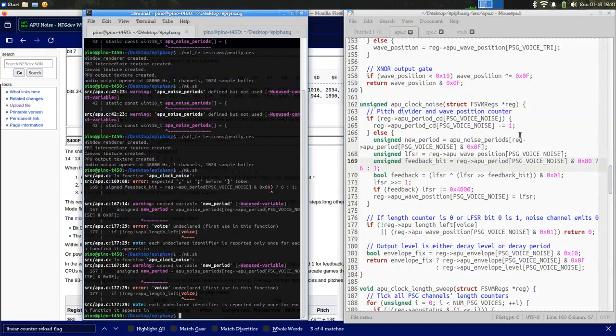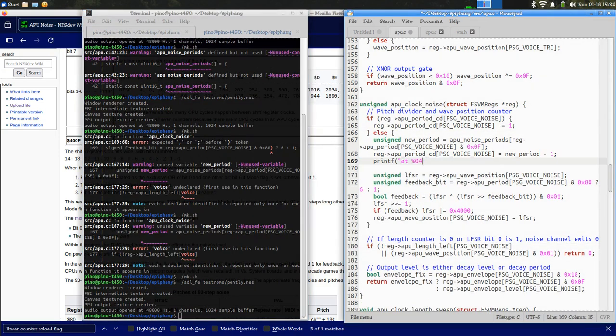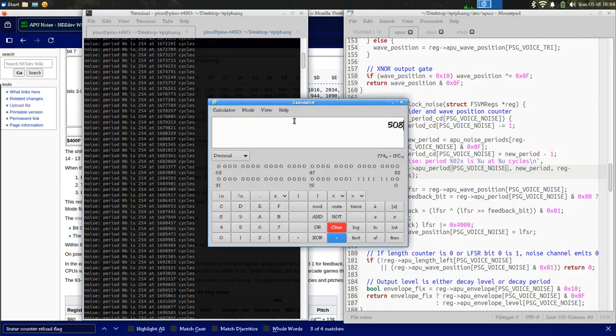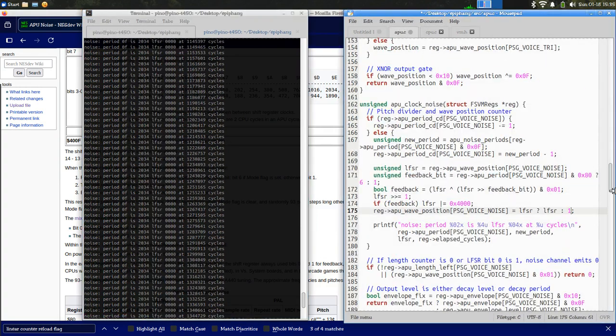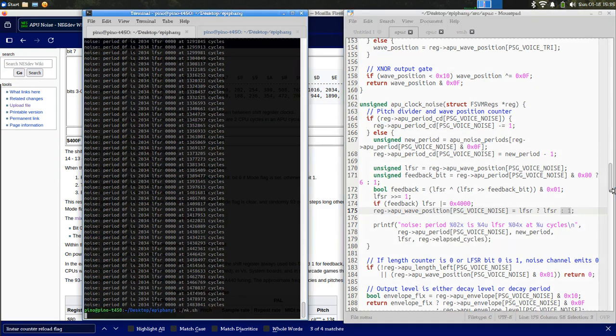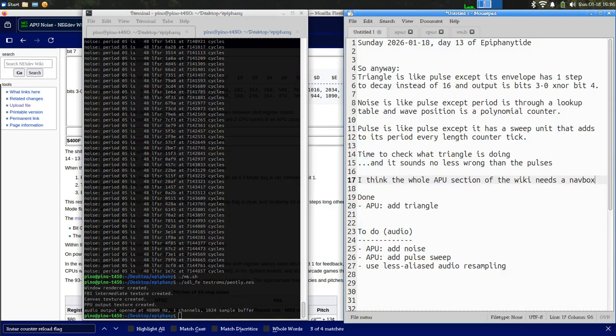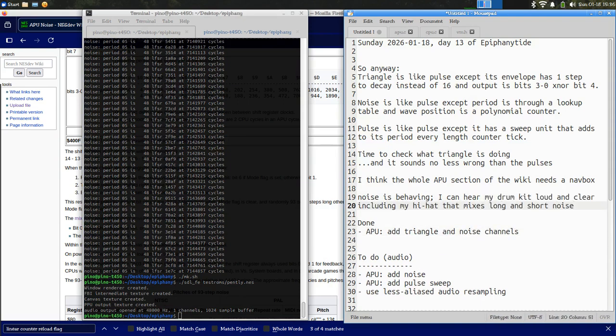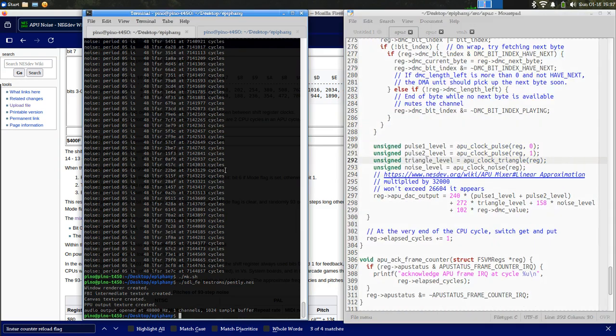I unmuted the noise channel and made it compile. After a first listen, I needed to log the period and wave position. Unlike Game Boy noise, NES noise can unjam itself from an all-zero state. I could hear my drum kit loud and clear, including the hi-hat that alternates hiss and buzz every other frame. I listened to all channels at once, then recorded it to a wave.